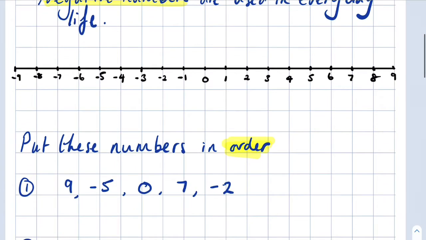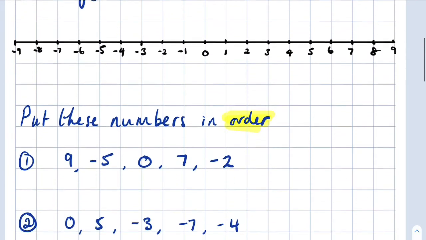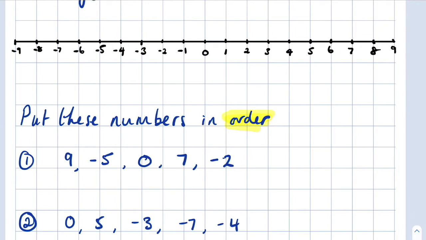So just a quick task here, put these numbers in order. We've got a set of numbers here which consist of positive numbers and some negative numbers. How would you put them in order? So you look at each number. Well, we've got two negative numbers in the list here. There's a -2 and there's a -5.